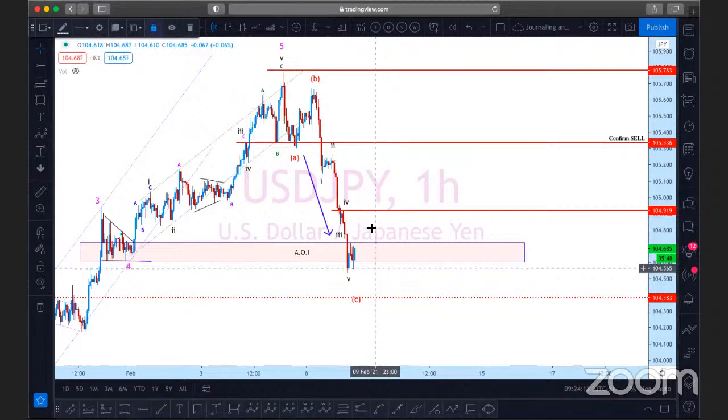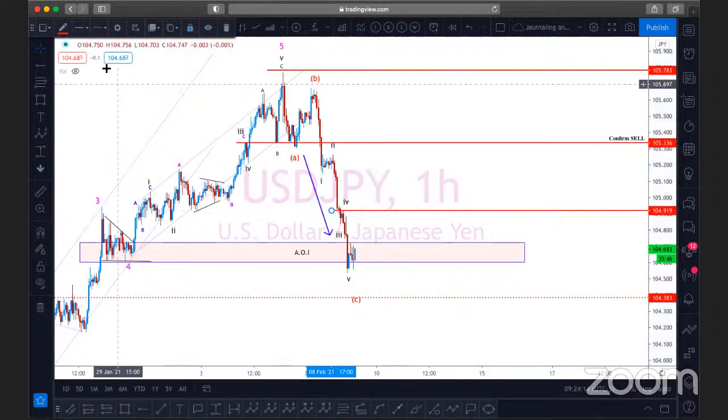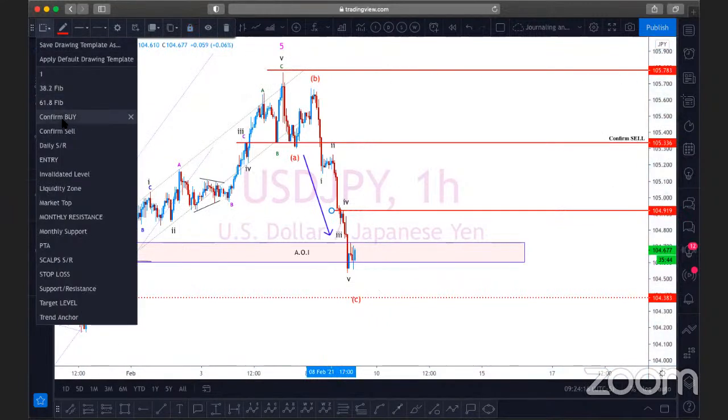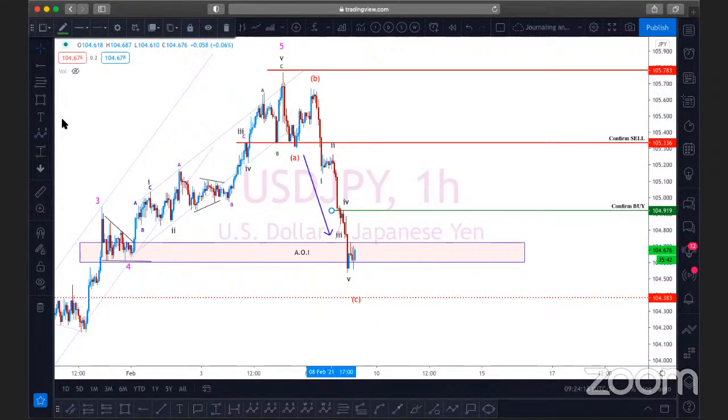So how do we read this? We can say that we can potentially look to buy at this stage. That's our first buying opportunity.